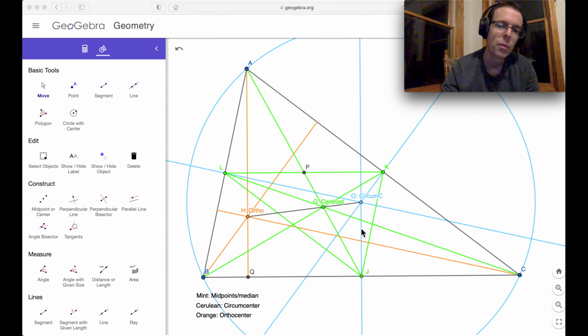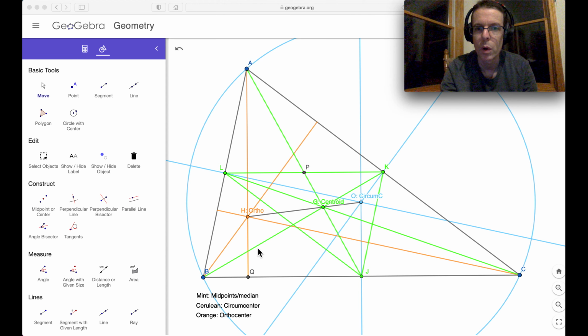And in mint, we have everything involving the midpoints and the medians here. So we have this median AJ, this median BK, this median CL, and the point of intersection, which is the centroid. We also have the midpoints J, K, and L highlighted also in green, and the triangle that connects them, which is called the medial triangle, also represented there.